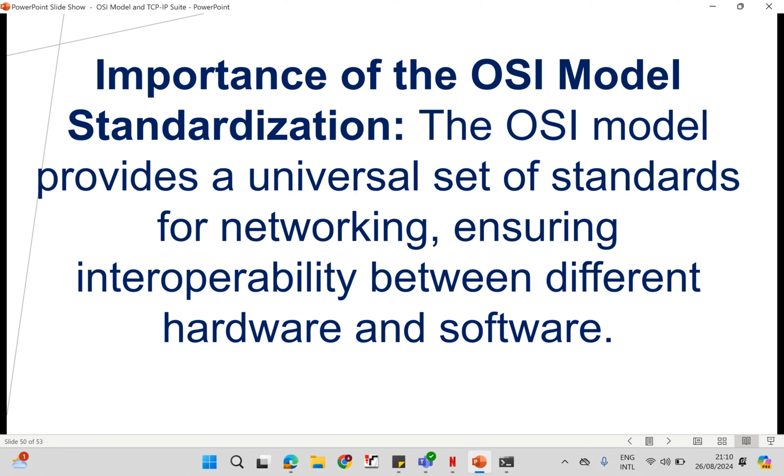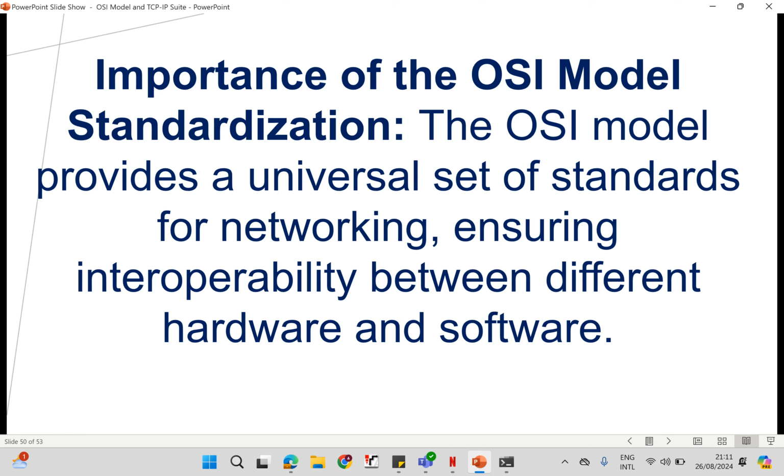Importance of the OSI model. Why do we need it? Standardization. They can ask you this question: why do you think we need the OSI model? So that every vendor can design their applications and their network devices based on a standard. So the major importance of the OSI model is standardization.